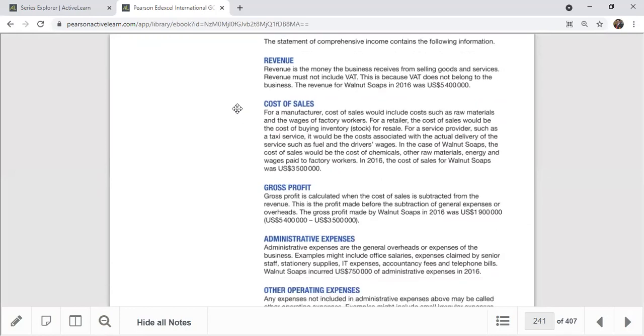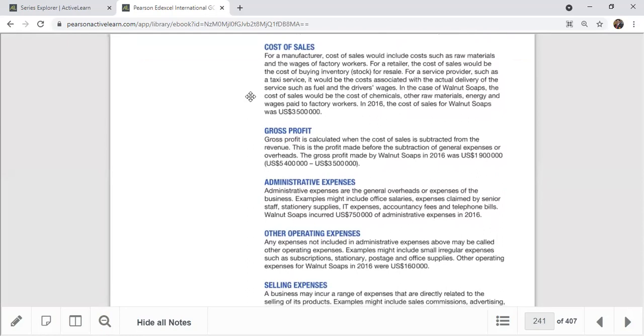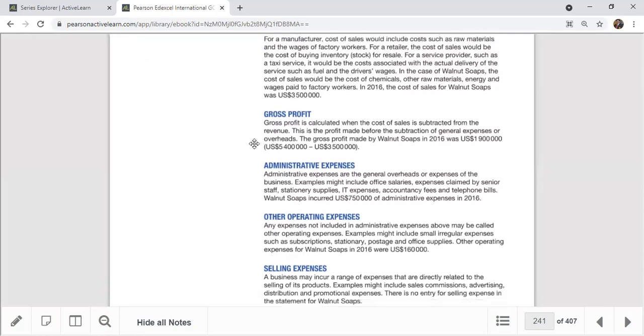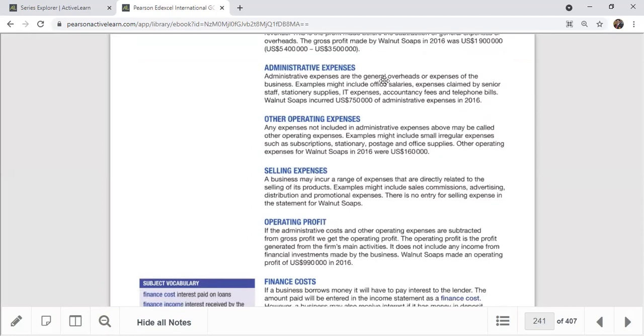Revenue means the total amount of money you receive by selling goods and services, right? And cost of sales means, as I told you, the direct cost you have incurred in order to make those sales, such as the direct material purchases you incur to buy those materials. Gross profit means the difference: revenue minus cost of sales. Admin expenses include, for example, office salaries, senior staff, stationery, IT expenses, accounting fees, telephone bills, utility bills; everything comes under administration. Other operating expenses include company subscriptions, postage, office supplies, miscellaneous activities, sometimes donations or some kind of welfare program. This comes under other operating expenses.